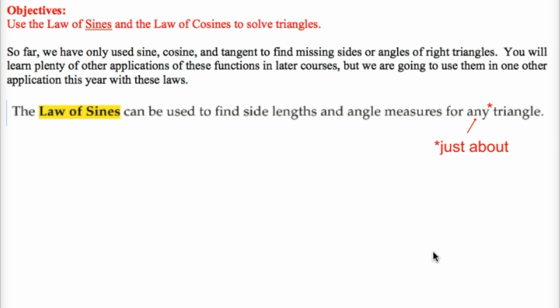All right, so far we've only used sine, cosine, tangent in right triangles, and now we're going to expand that a little bit to be about more than just that. Notice it says any triangle, just about. There's a couple little caveats here.